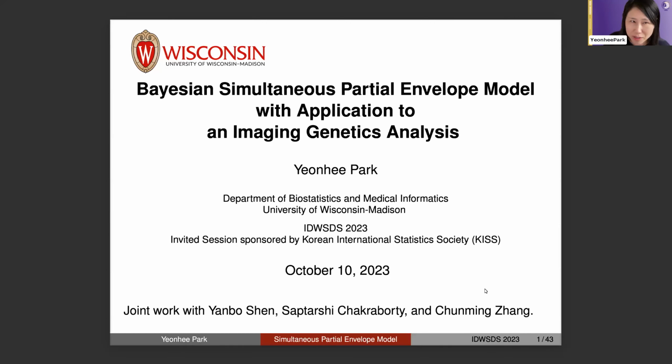It is my pleasure to present one of my research today. This is about Bayesian simultaneous partial envelope model with application to imaging genetic analysis. This is a joint work with Yanbo Shen and Chumin Zhang from UW Medicine and Saptarsi Chakravarti from University of Buffalo.